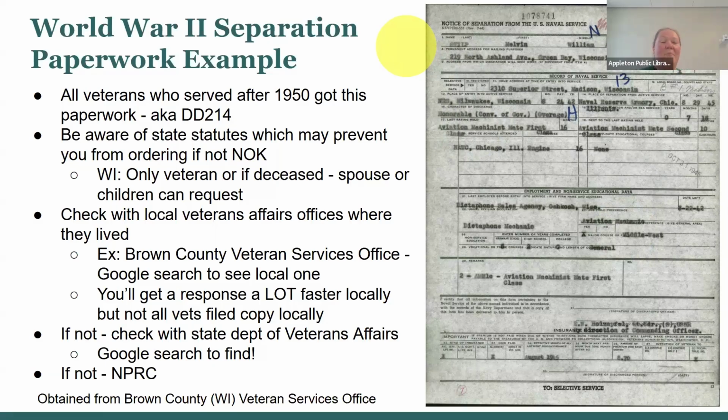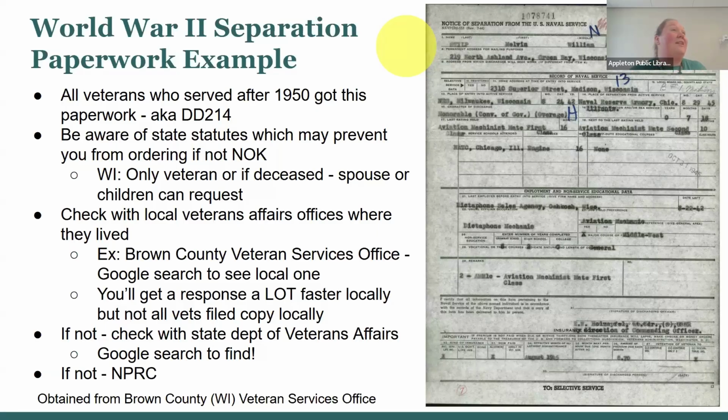So Wisconsin is one example. Technically in Wisconsin, only the veteran, or if the veteran is deceased, their spouse or children can request. I am not a spouse or a child of my great-grandfather, but I was able to obtain a copy because I asked at the local level, at the Brown County Veterans Service Office. My great-grandpa happened to have submitted a copy to them because he was living in the Green Bay area. So I was able to get a copy without being that official next of kin, which is really great for me because my great-grandpa only had a spouse and one child, and they were both deceased by the time I requested this record.